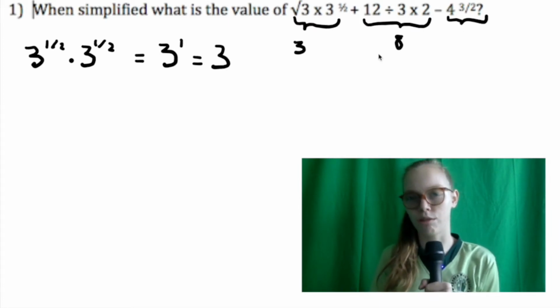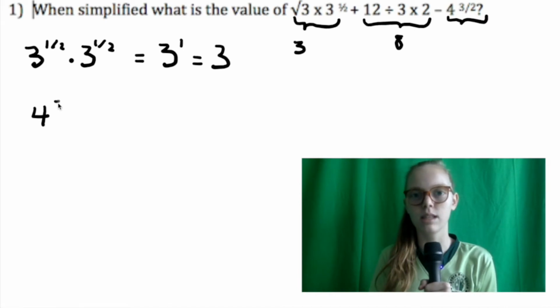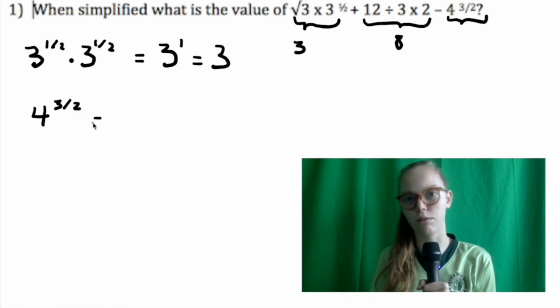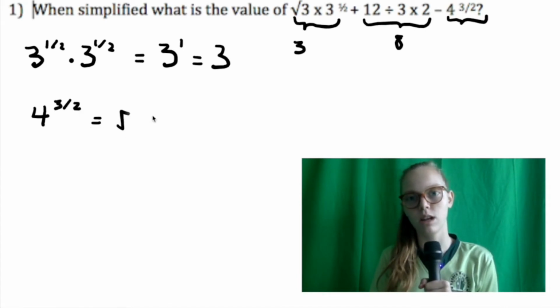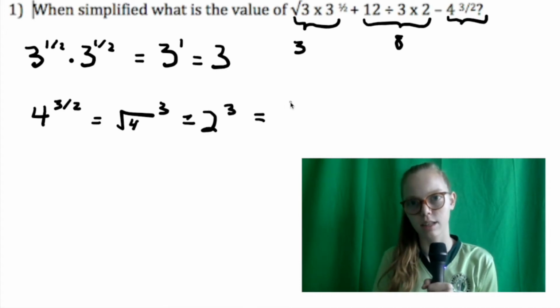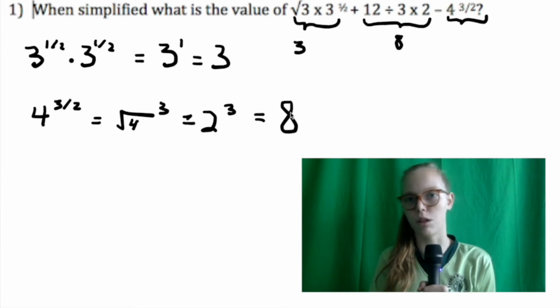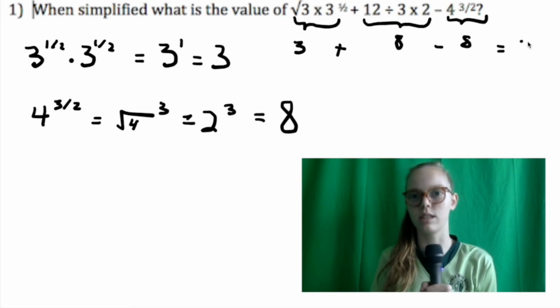And 4 to the 3/2 power means that we have the square root of 4 cubed. Now, we know that the square root of 4 is going to be 2, and so we have 2 cubed. 2 to the 3rd power is just 8. And so the value of 4 to the 3/2 power is 8. So then we have 3 plus 8 minus 8, and so the answer is 3.